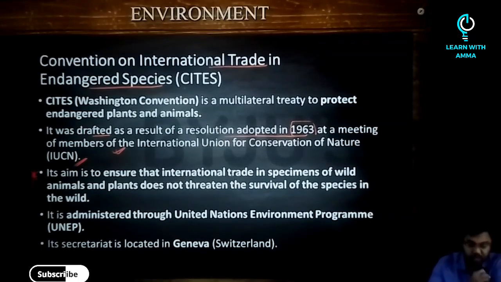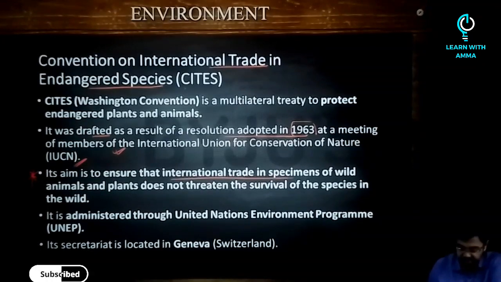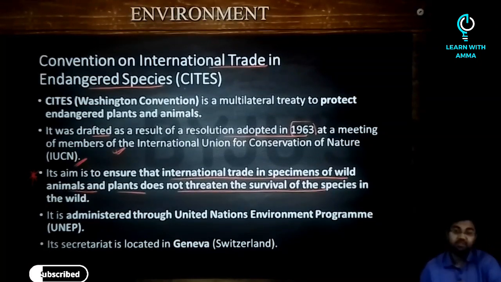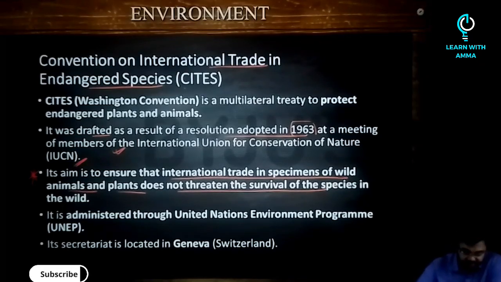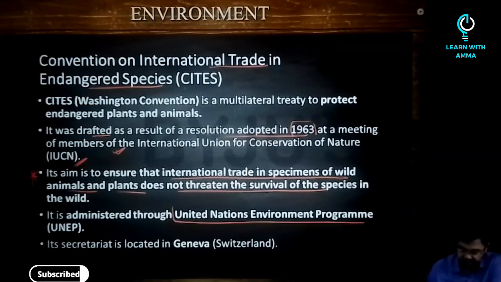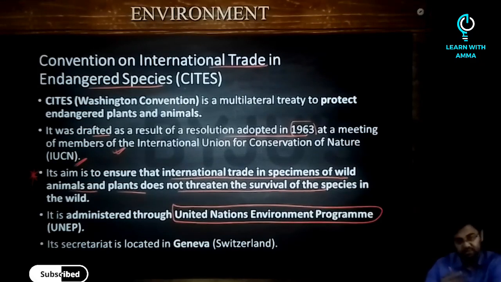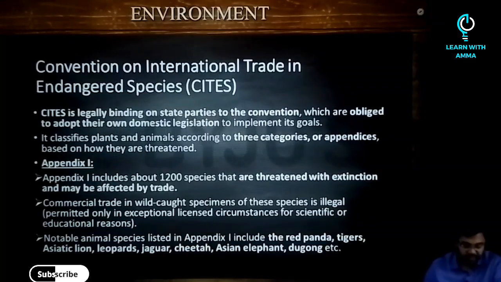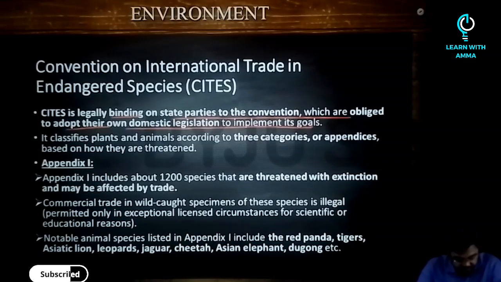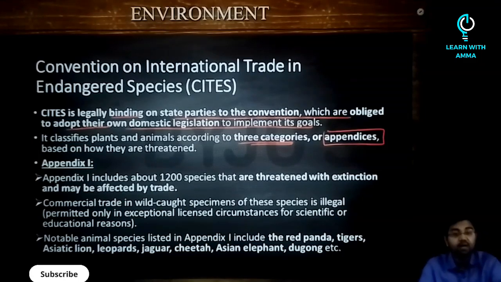The aim of CITES is to ensure that international trade in specimens of wild animals and plants does not threaten the survival of the species in the wild. It is administered through the United Nations Environment Program, something again we'll see at the later stage, and it is legally binding on state parties to the convention, which are obliged to adopt their own domestic legislation to implement its goals. Then it classifies plants and animals according to 3 categories or appendices based on how they are threatened.